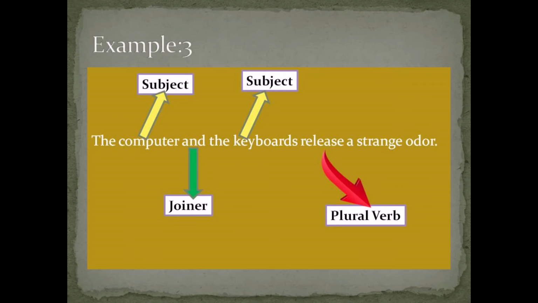And here we see one part of the subject, we have singular noun, and the other part of the subject, we have plural noun. But the key is that they are joined by and so the verb that follows will be plural. Let us read the example. The computer and the keyboards release a strange odor.